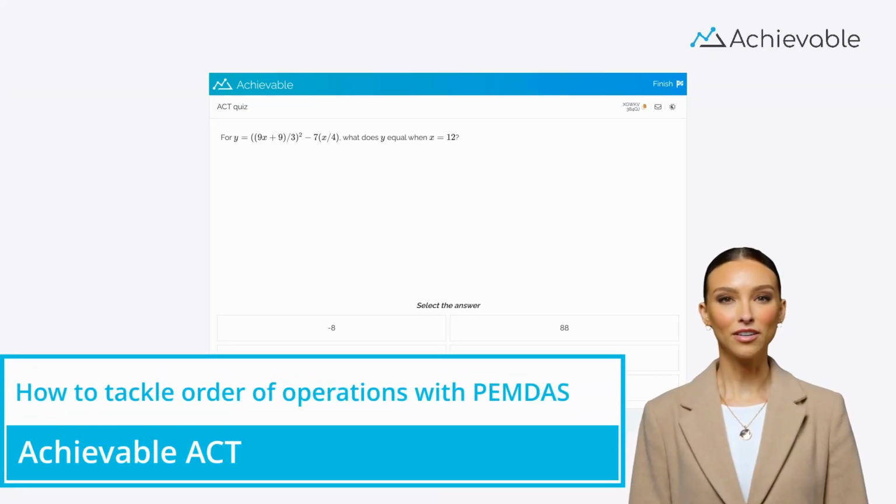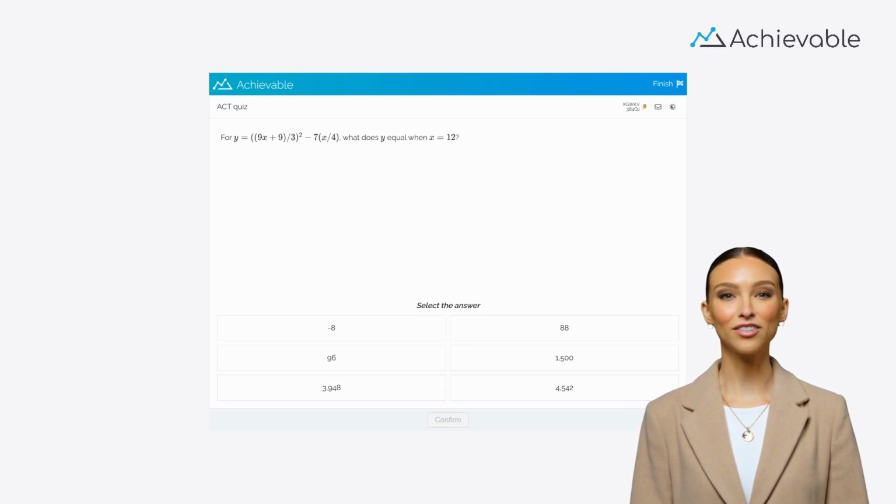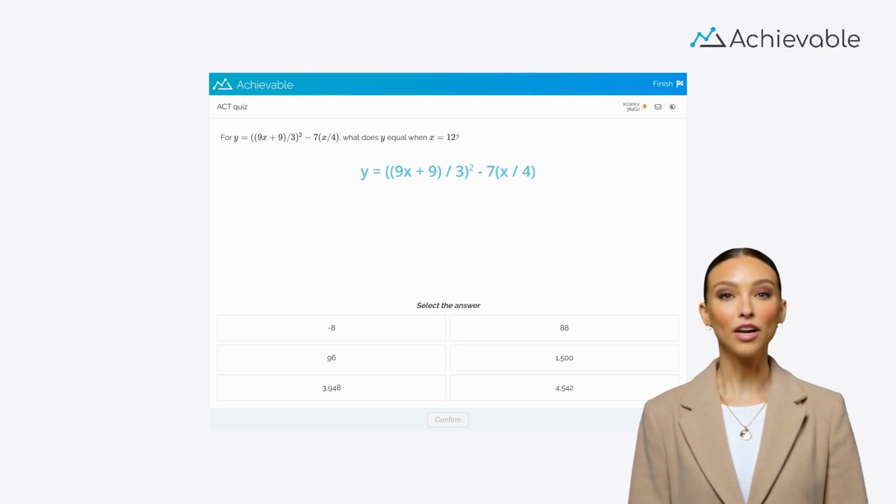Today, we're going to tackle a math problem using the order of operations, PEMDAS. Here's our question. What is the value of y when x equals 12 in this expression? Y equals the quantity of 9x plus 9 divided by 3, all squared, minus 7 times x over 4.